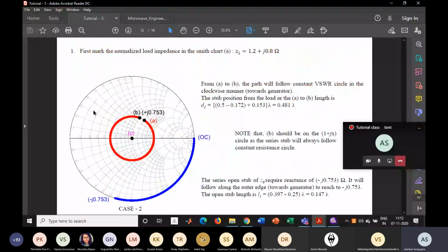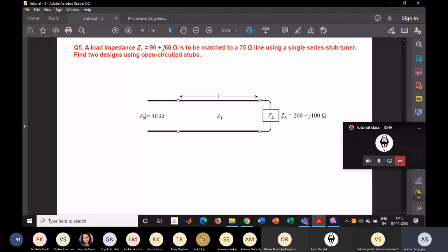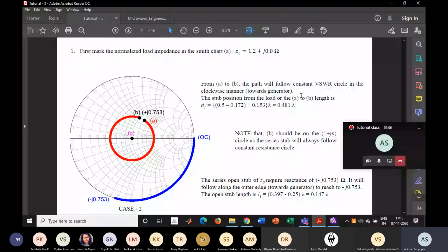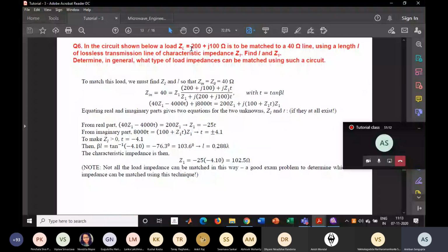Now going to the question again. In the circuit shown below, a load ZL equals 200 plus j100 ohm is to be matched to a 40 ohm line using a length L of lossless transmission line of characteristic impedance Z1. Find L and Z1, and determine in general what type of load impedances can be matched using such a circuit. So the two points you have to find are the length of the matching section and the characteristic impedance of that section.